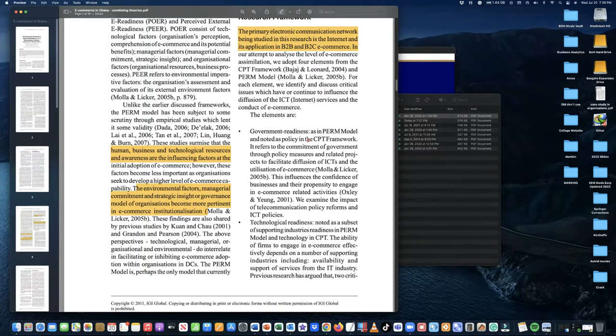Zelda, please, you understand it. PEM model, the government readiness is your first variable, but the government readiness is taken from the PEM model. But the CPT framework, it is synonymous to the policy part. Do you understand what he's trying to say?